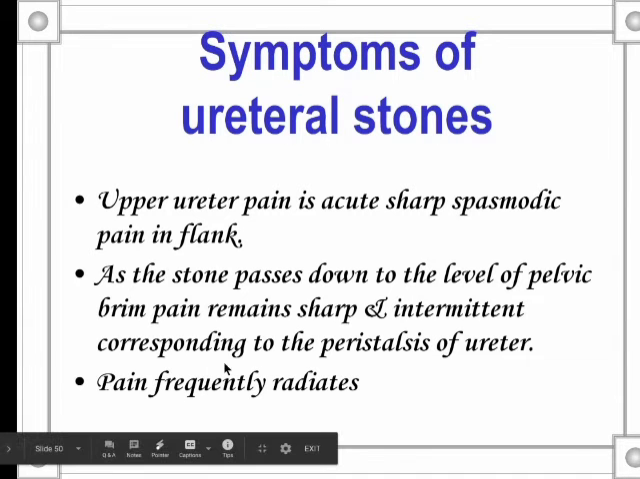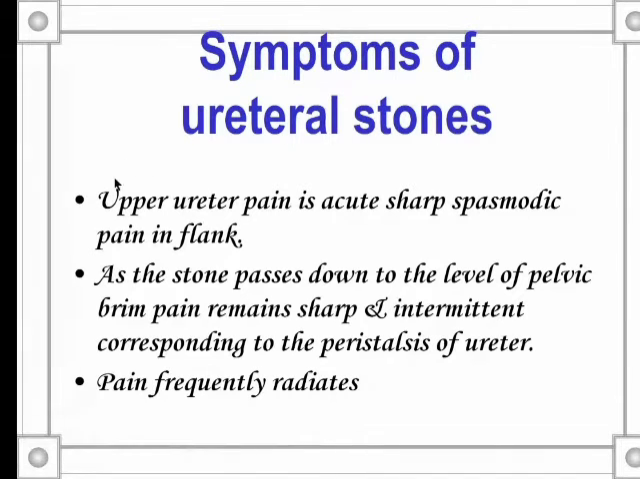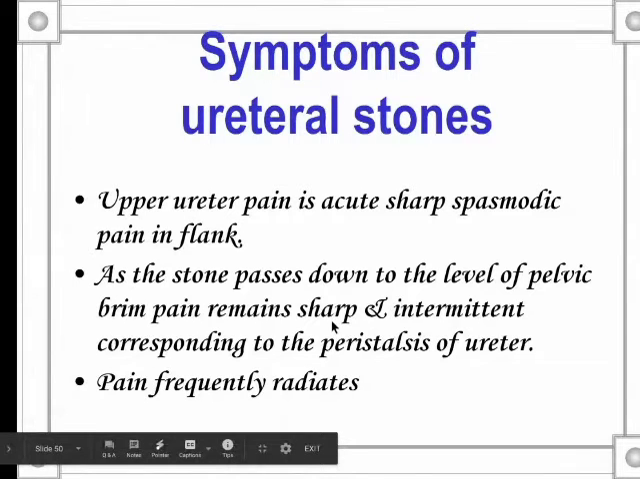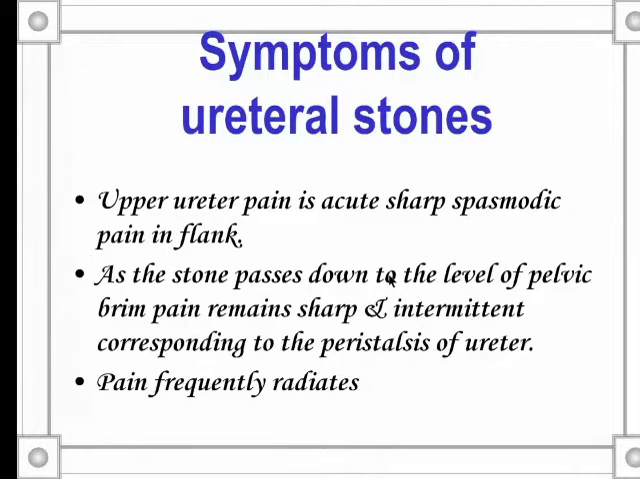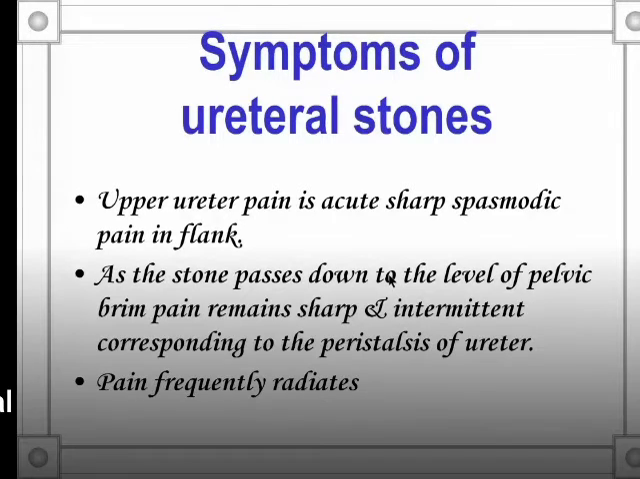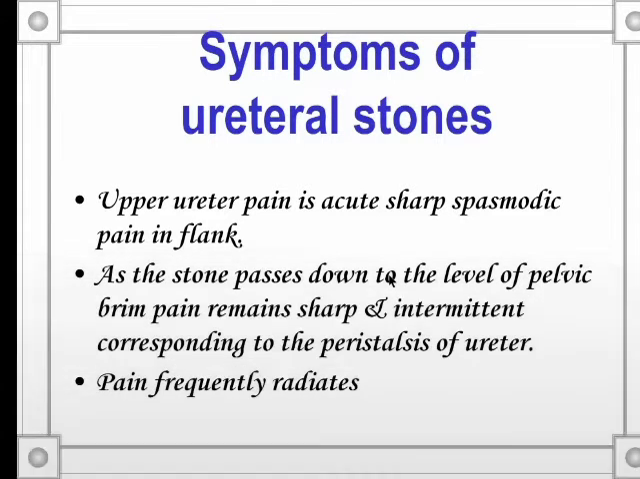And this pain frequently radiates. I told you, from loin to groin and then to the scrotum and testis. So the radiation depends upon the place in the ureter where the stone is. I had already talked about the various types of radiation, upper ureter, middle ureter, lower ureter, because of its nerve supply. So radiation will be there, but this will typically be sharp, spasmodic, intermittent pain corresponding with each peristalsis.